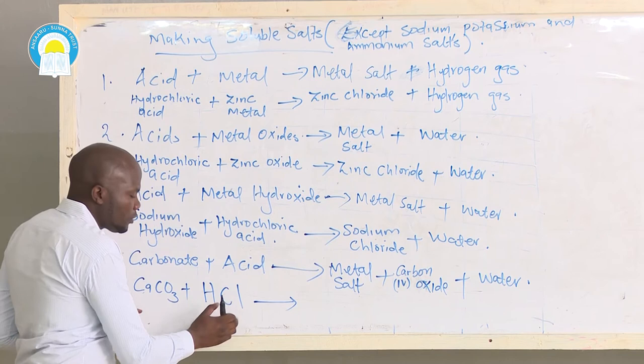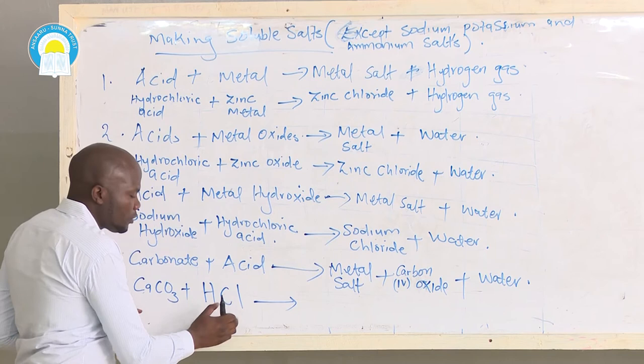So this is another method that we can use to make soluble salt. Let me quickly go through this again. Methods that we use in preparing soluble salt. It is very simple. The method involves reacting some solids with an acid. And which solids are these? We are talking about metals, metal oxides, carbonates as the solids.